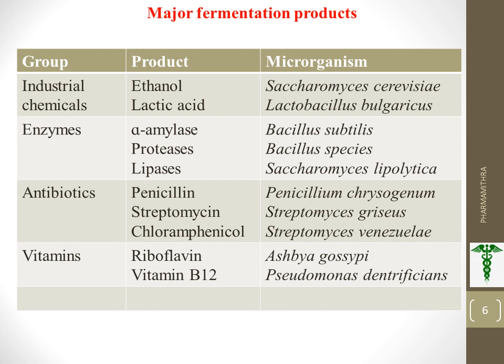Antibiotics: the main antibiotics produced by fermentation are penicillin, streptomycin, and chloramphenicol. Penicillin is obtained from Penicillium chrysogenum, streptomycin from Streptomyces griseus, chloramphenicol from Streptomyces venezuelae. Going to the vitamins: riboflavin is obtained from Ashbya gossypii, and vitamin B12 from Pseudomonas denitrificans.